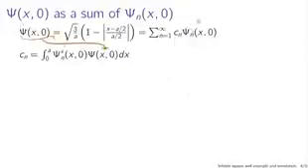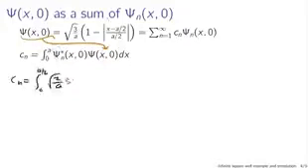So what does this actually look like? Well, we know what these functions are. First of all, we know that this function, which has an absolute value in it, is best expressed if we split it up in two. So we're going to split this integral up into one going from 0 to a over 2 and one going from a over 2 to a. So let's do that. We have c sub n equals the integral from 0 to a over 2 of our normalized stationary state wave function, which is root 2 over a times the sine of n pi x over a.